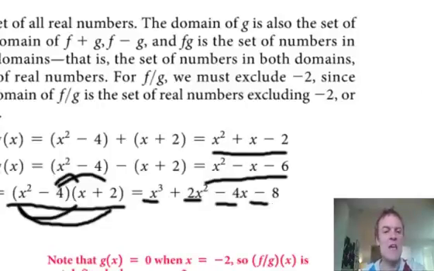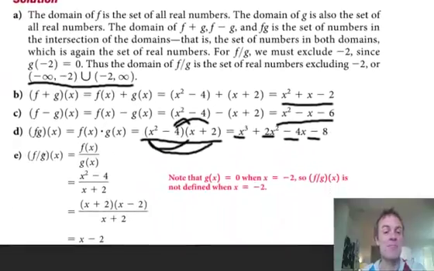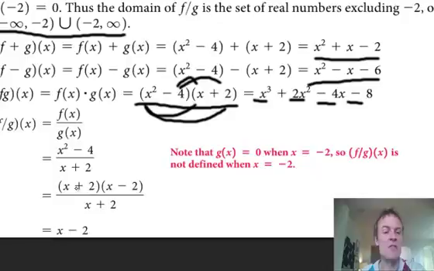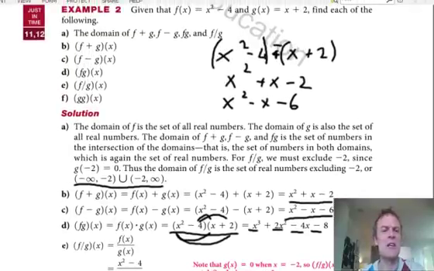Right, how about f over g? Here it is, x squared minus 4 over x plus 2. Now I think we've seen this before, the top factors. But do remember, I can't have negative 2. So I'll just leave it at that. Just give those as examples. Okay, so domains: adding, subtracting, multiplying, and dividing.